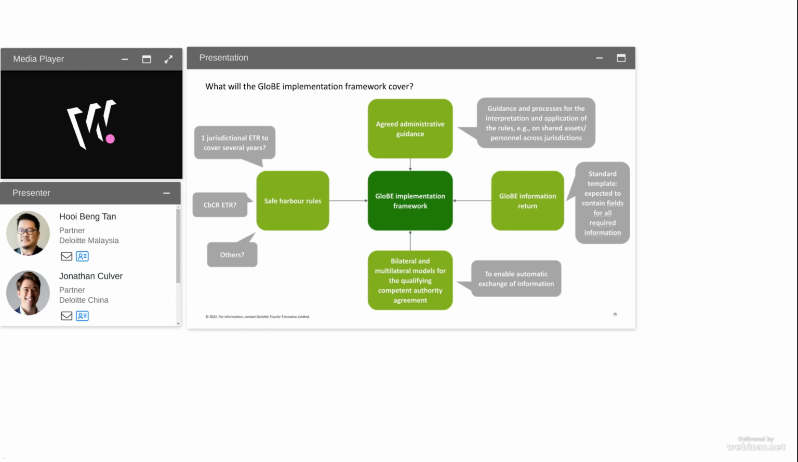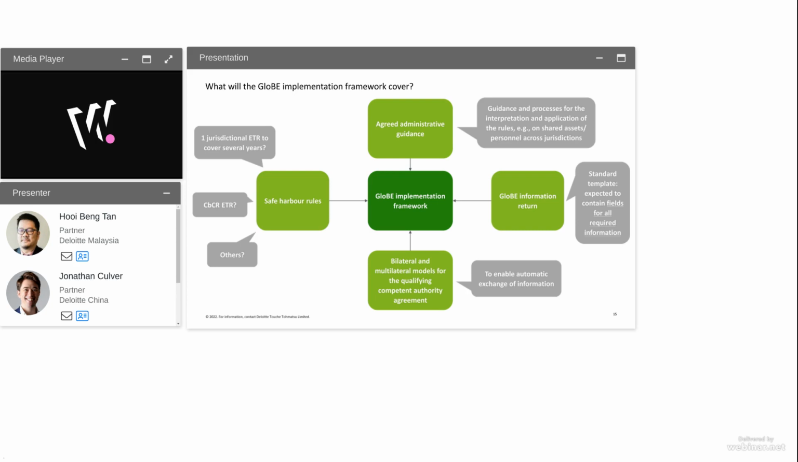And then we expect the implementation framework would also cover agreed administrative guidance, which is important. It will ensure consistent implementation of Pillar 2, with guidance on, for example, application on shared assets, shared personnel across jurisdictions. How do we deal with that? How do we calculate the substance-based carve-out based on this situation? So we expect that to be clarified.